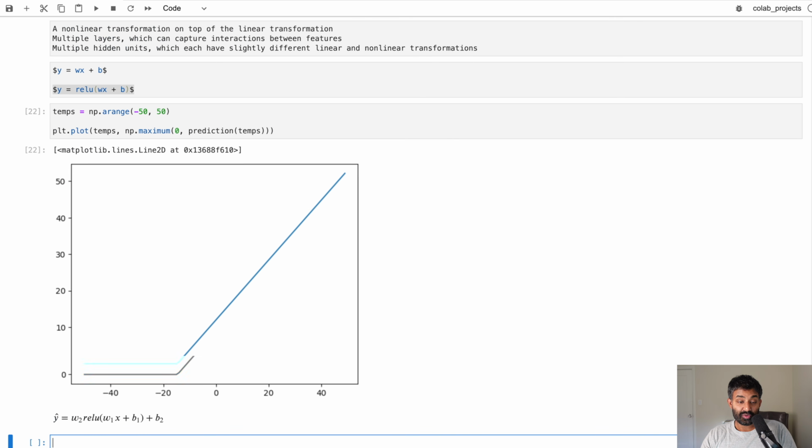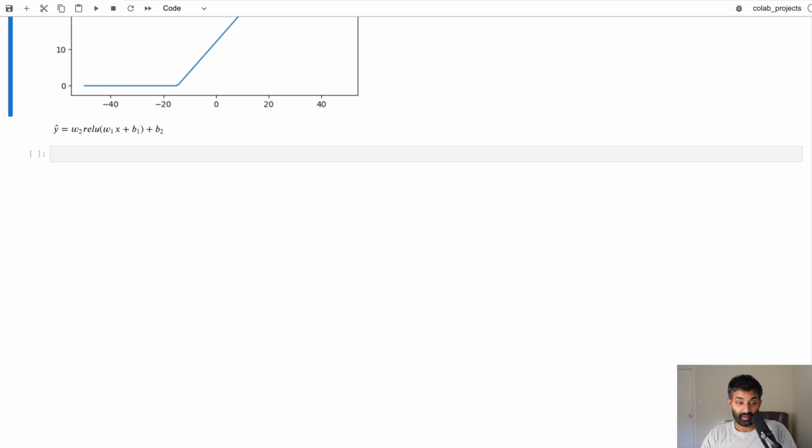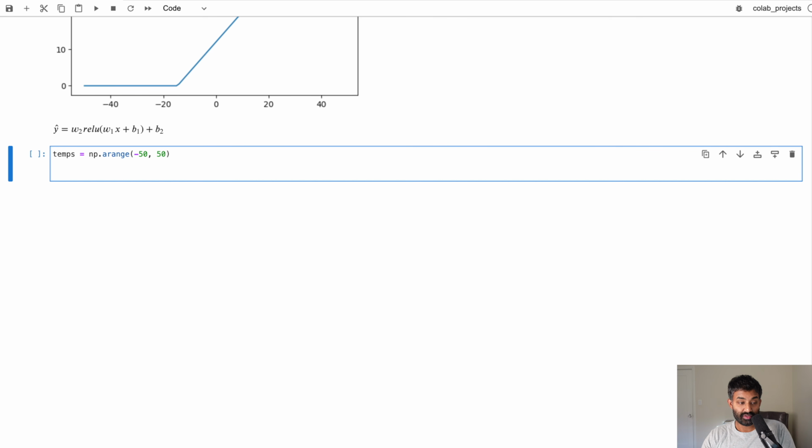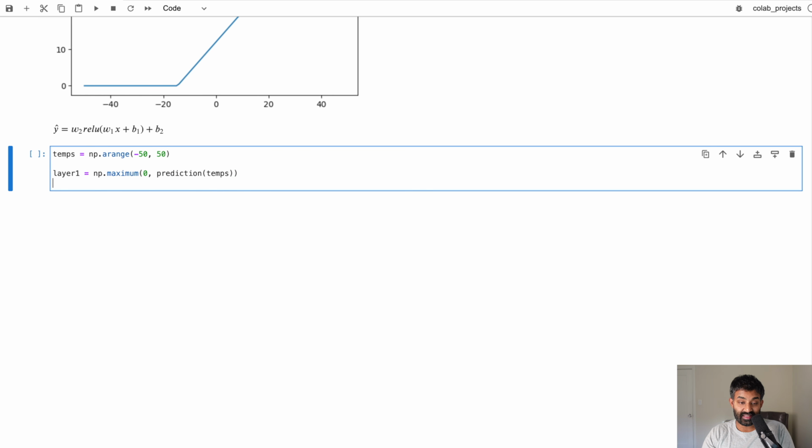Again, let me just plot out what these 2 layers would look like. We'll generate our range of temperatures, and we'll say layer 1 equals numpy.maximum(0, prediction(temps)). This is the exact same thing we saw in the last graph. And then we'll apply layer 2, which on top of that is going to apply another prediction. Layer 2 will have different weights and biases from layer 1, so I'm just going to set it to have a weight of 0.5 and a bias of 10. But really, the neural network will automatically learn the weights and biases, which I'll show you later on.